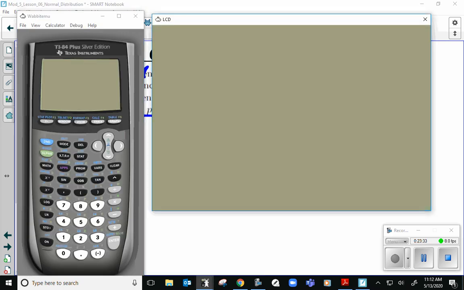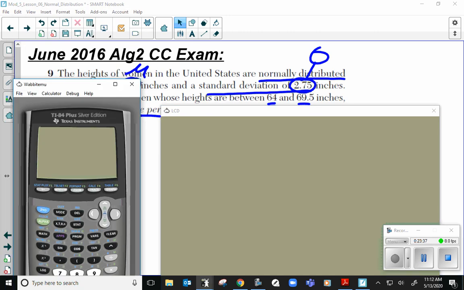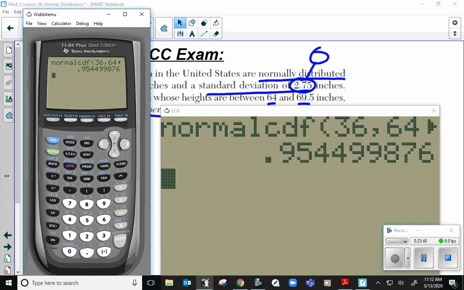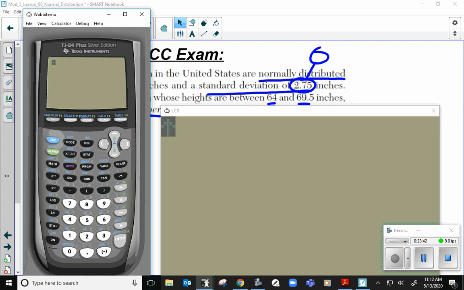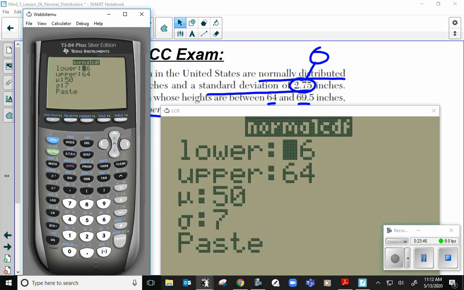So let's do this. Let's lower this down here so I can see everything. The average was 64. So again, I'm going to turn this on, go back to second vars, and pick normal CDF. And I'm going to just put my numbers in. 64 was my mean.